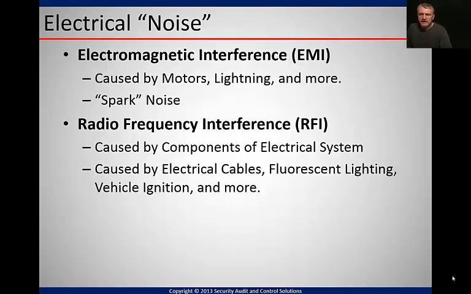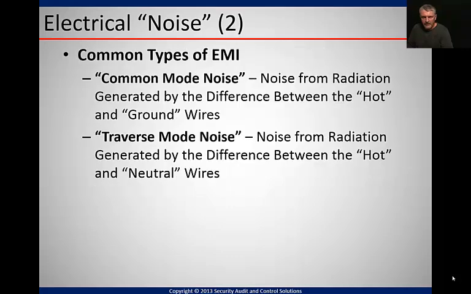Typical noises we can have are electromagnetic interference, or EMI, which is caused by motors, lightning, and more. There are spark noises as well. There's radio frequency interference, or RFI, caused by components of electrical systems such as cables, fluorescent lights, vehicle ignitions, and some other types as well. When we look at common types of EMI, we can have common mode noise, which is noise from radiation generated by the difference between the hot and the ground wire, and transverse mode noise, which is noise from radiation generated by the difference between the hot and neutral wires.